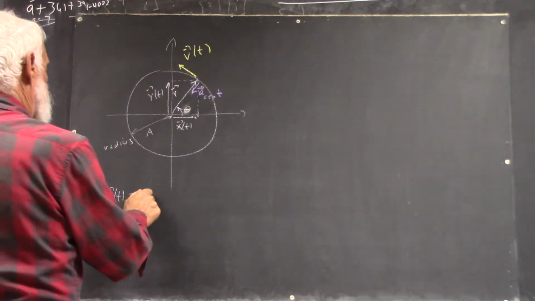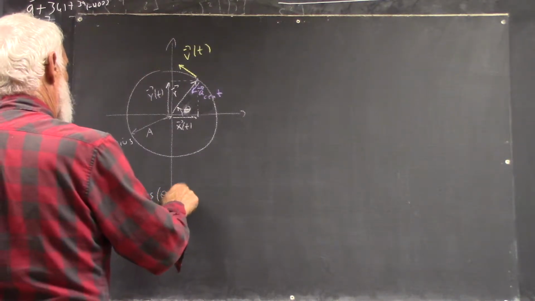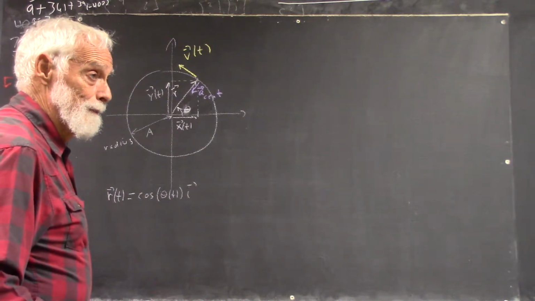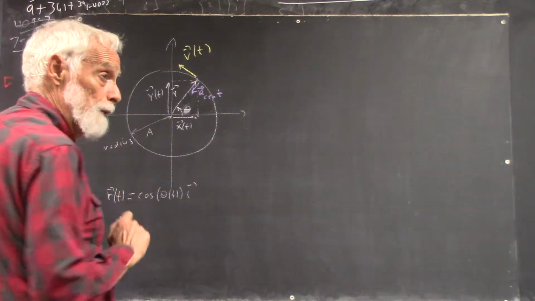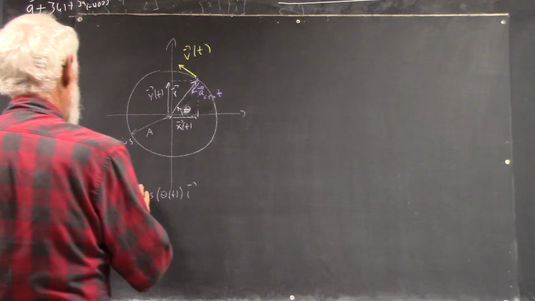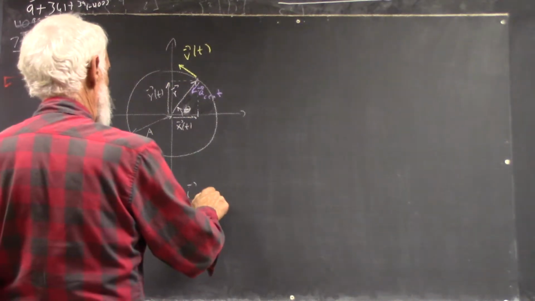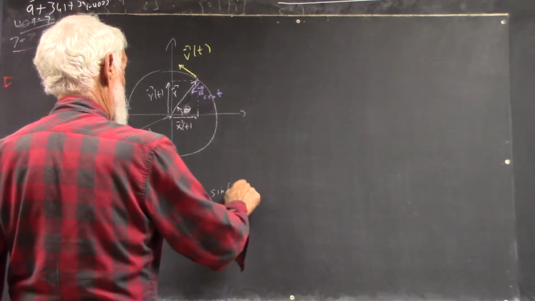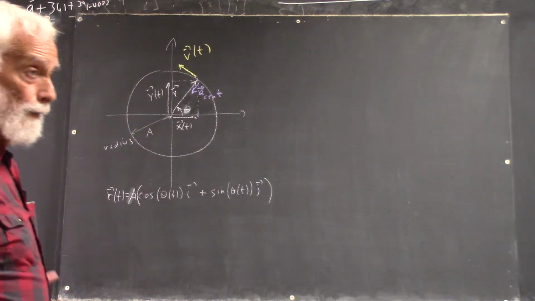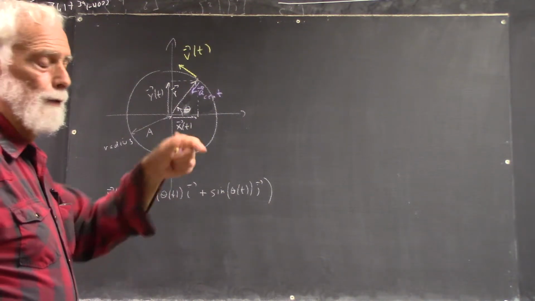R of t is cosine of theta of t times I. You know what the I vector is? I said it. It's a vector of magnitude 1 in the positive x direction. Okay? And it's a times that. Put that on. And that's just from the definitions of the sine and cosine, which are defined in terms of a circular function, in terms of the unit circle.